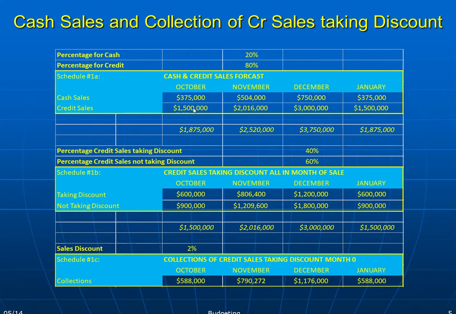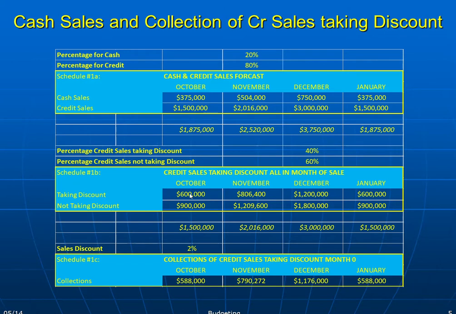All right, of the 375,000 cash sales we will collect in the immediate month, and we'll collect 100% of that, so we don't have to do anything else with that. Of the $1.5 million in credit sales, we now need to ask ourselves, essentially, when will that be collected and how much of that will be collected? Well, of that $1.5 million of credit sales, we are estimating that 40% will take a sales discount, so that'll be $600,000. And the remaining 60% will not take a sales discount, so that'll be $900,000. Likewise, we would do the same thing for November, December, and January.